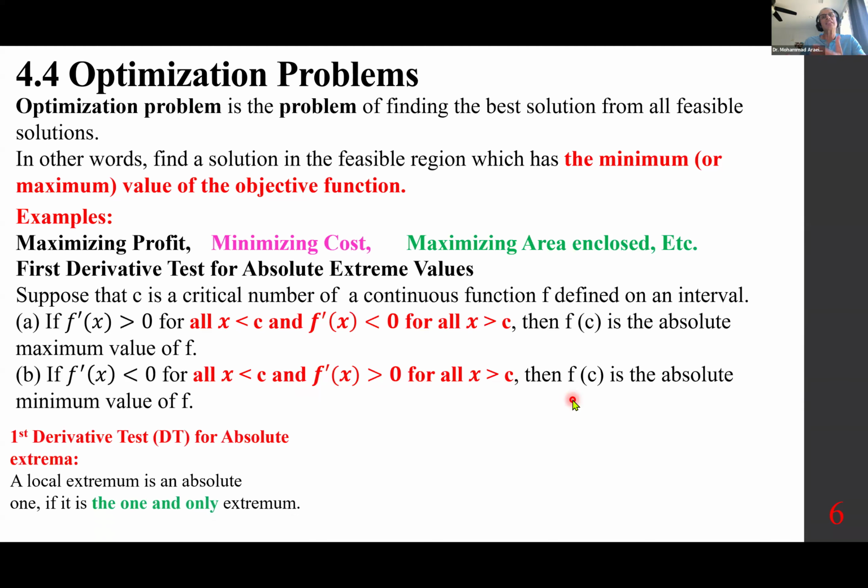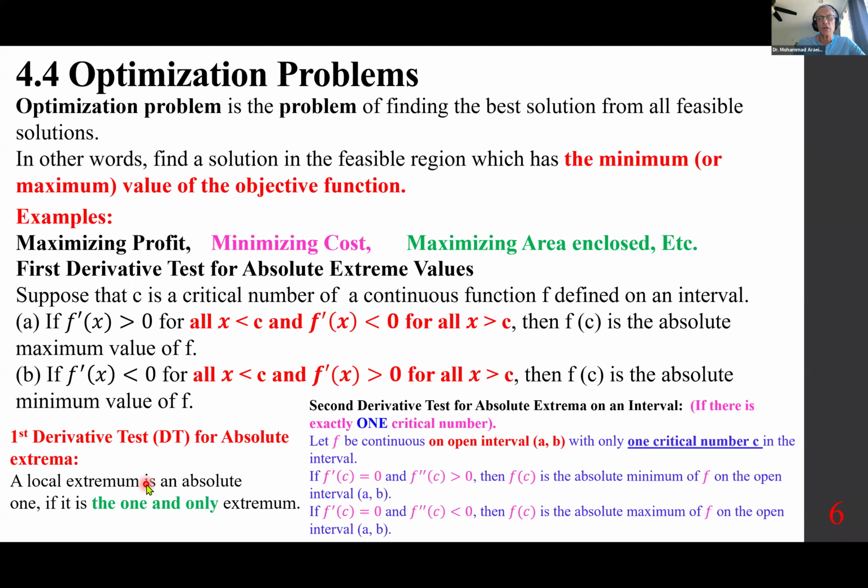But here's what makes it easier to understand. The first derivative test for absolute extrema: a local extremum is an absolute one if it's the one and only extremum. In other words, you have an open interval, and you have only one critical point. Local becomes absolute, whether you go with the first or the second derivative test.